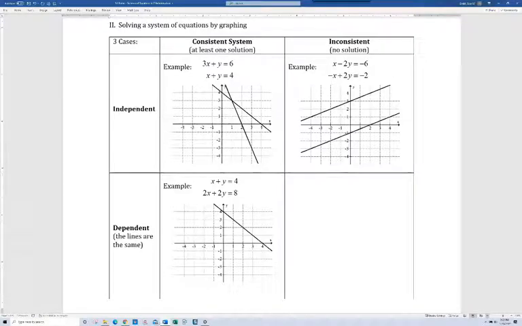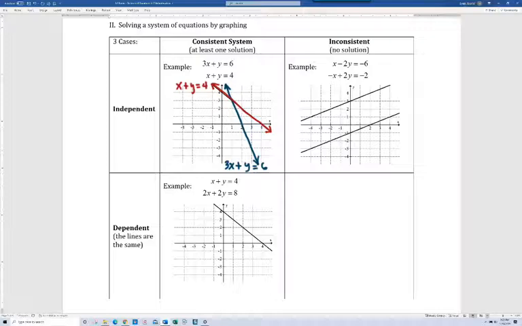All right, let's go ahead and move on to the next page. And we're going to talk about the possibilities when you solve a system of equations by graphing. Now remember, these are linear equations, so you expect to get a line when you graph them. So what are the things that can happen, or what are the different cases? Turns out there's 3. Well, in the first case, I've got 3x + y = 6 and x + y = 4. I graphed 3x + y = 6, and I graphed x + y = 4.